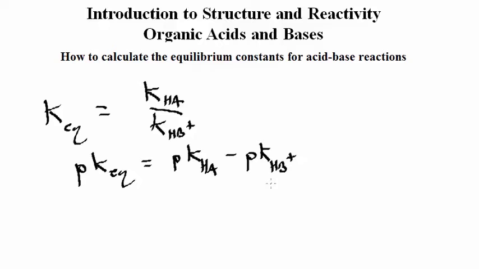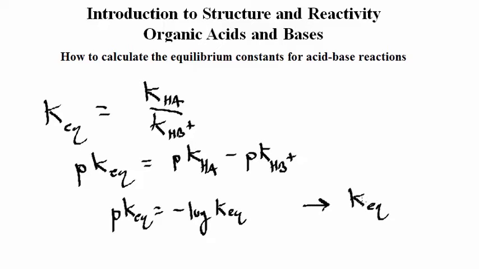So you just look up the pKa values of the acid and conjugate acid involved in the reactants and the products. You subtract the pKa of the conjugate acid product from the pKa of the acid. And then because pKeq is equal to the negative log of Keq, take the antilog of minus pKeq to arrive at the value of the equilibrium constant for that acid-base reaction.